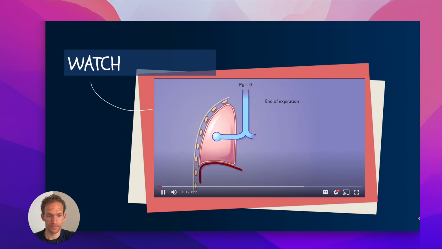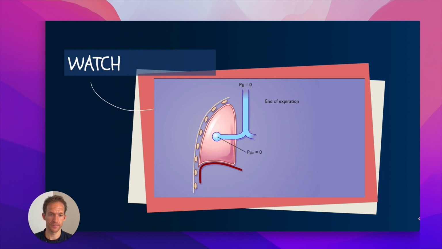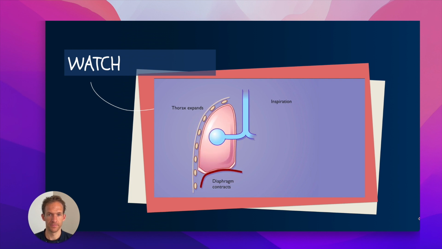Expiration, barometric air pressure and alveolar air pressure are equal. Therefore, no movement of air into or out of the lungs takes place. Inspiration begins with contraction of inspiratory muscles to increase thoracic volume. This results in expansion of the lungs and an increase in alveolar volume. The increased alveolar volume causes a decrease in alveolar pressure below barometric air pressure, and air flows into the lungs.